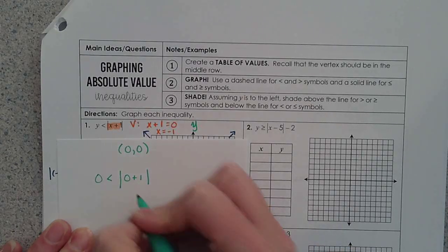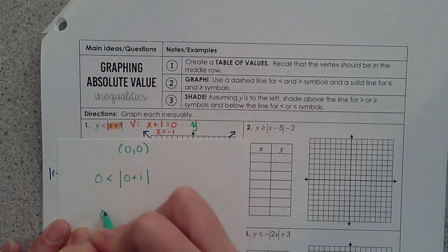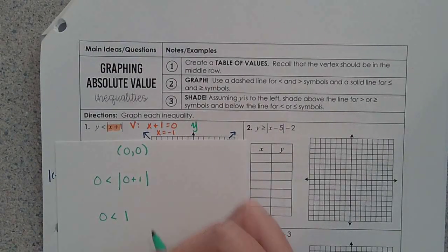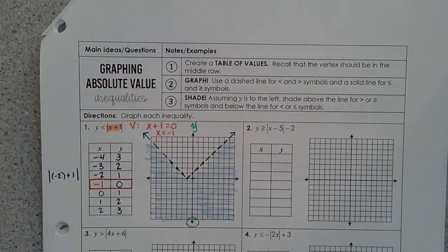I'm going to do the math here. The absolute value of 1, 0 is less than 1. True or false? True, yes. 0 is less than 1. That's true. That means, yes, this point is in the shaded region.